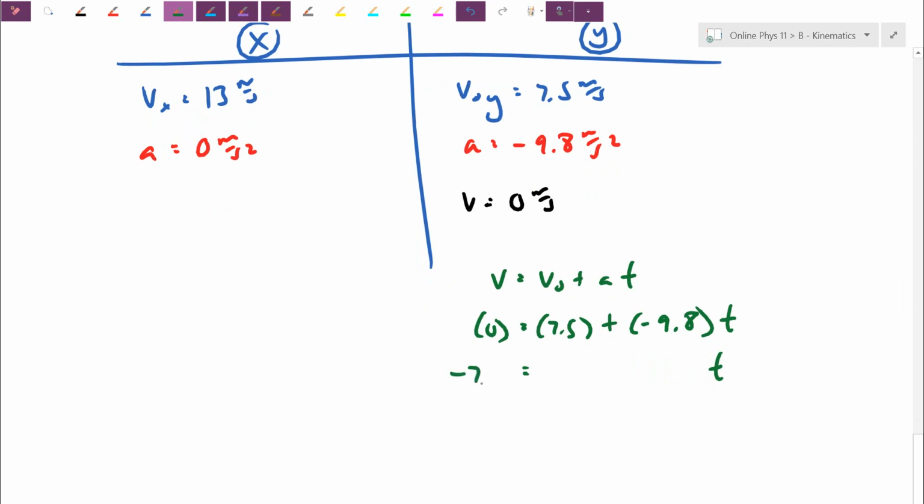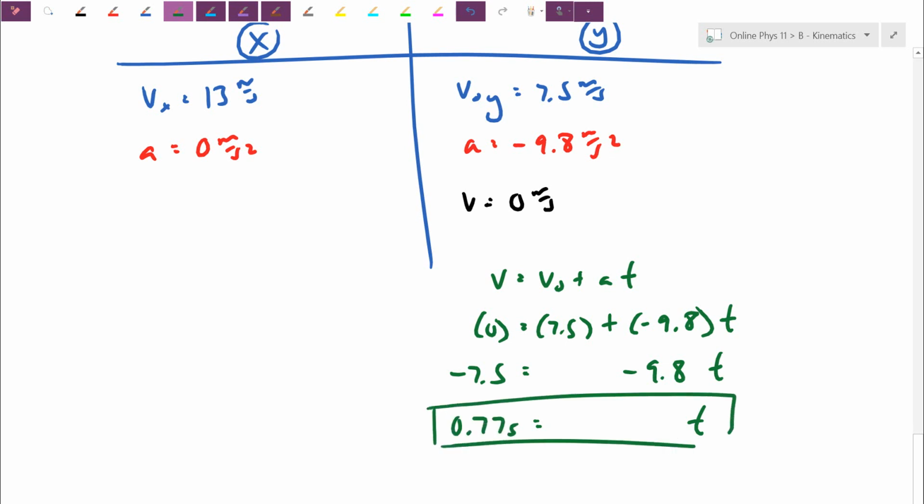So I'm going to bring the negative 7.5 over. I have negative 9.8. And therefore the time, just to hit the top, is 7.5 divided by 9.8, which gives me 0.77 seconds. Time should be positive, right? So from when I launched the football, that's 0 seconds. Within a second, this thing has already come to a stop.